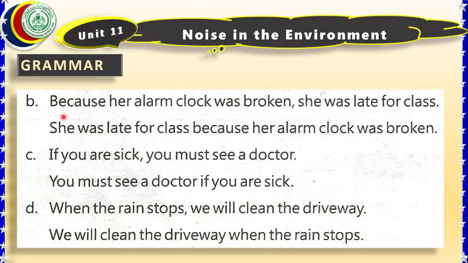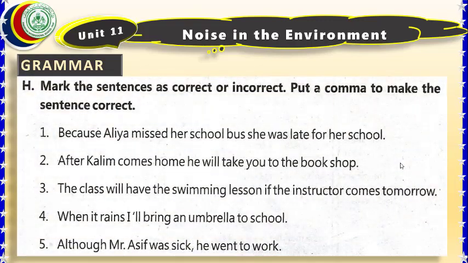Here there are more examples. Because her alarm clock was broken, this is dependent clause, here will be comma. She was late for class, this is independent clause, there will be no comma. If dependent clause, comma. This is independent clause, no comma. When dependent clause, comma. We will clean, no comma, because this is independent clause. Yes, students, this is the exercise.